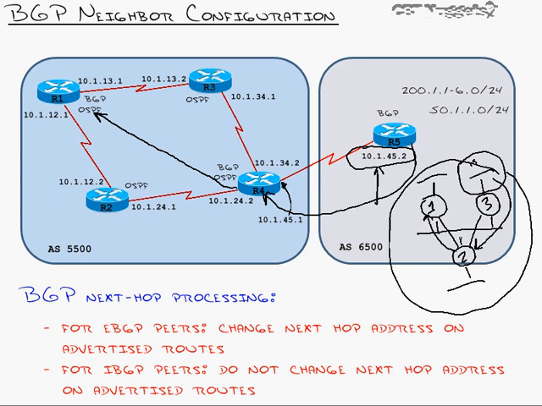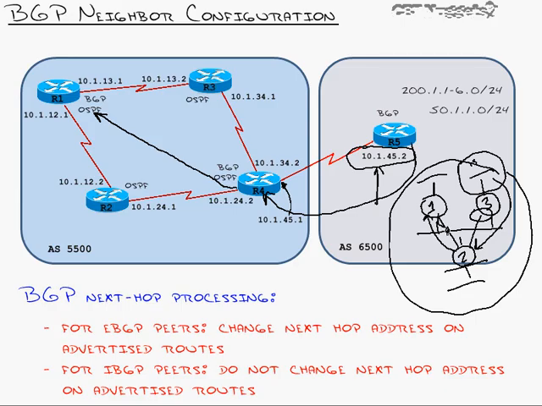Since they are IBGP peers, router 2 will not change the next hop address to be itself. It will keep the original one over here. So that way router 1 goes directly to router 3 to reach that network, and it works just great. You don't have this extra tandem hop, is what it's known as, where router 1 has to go through router 2 to reach router 3, even though they're all plugged into the same Ethernet segment.